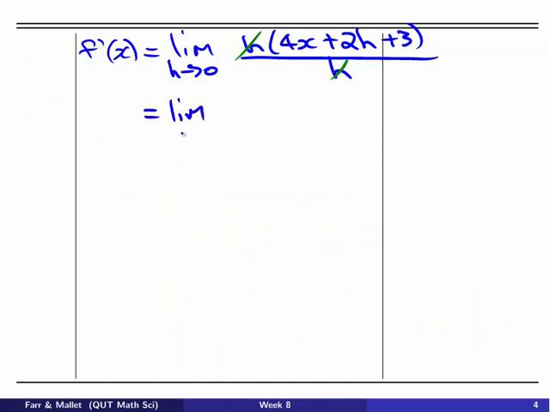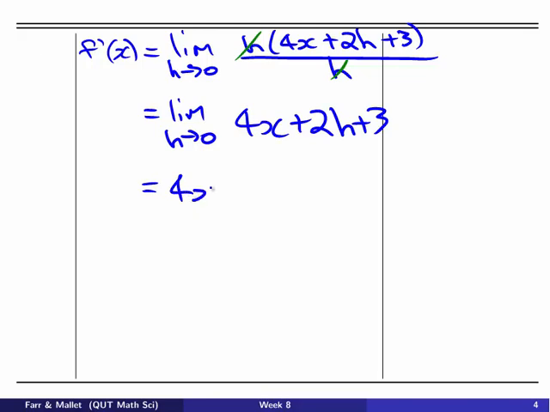And we can rewrite as the limit as h goes to 0 of 4x plus 2h plus 3. And notice we've lost the bottom of the fraction now, so it's all nice. The limit of 4x as h goes to 0, there's no h in there, so that doesn't make any difference to 4x, so we just leave it as 4x. As h goes to 0, 2h also goes to 0, so that's lost. And finally, as h goes to 0, 3 doesn't change either, so we've got 4x plus 3.